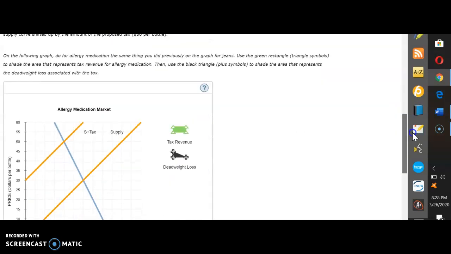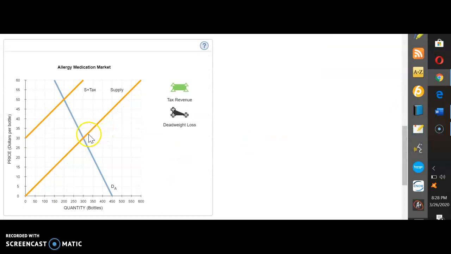Now let's go down here and do the same thing. Same thing exactly. The supply curve shifts up by the amount of the tax. We end up with an equilibrium here. So in this case, 200 units are being produced after the tax, 300 before the tax. And the vertical difference between the two supply curves is the tax. So we've got 200 times the amount of the tax, 30. There's the tax revenue. So let's fill that in.